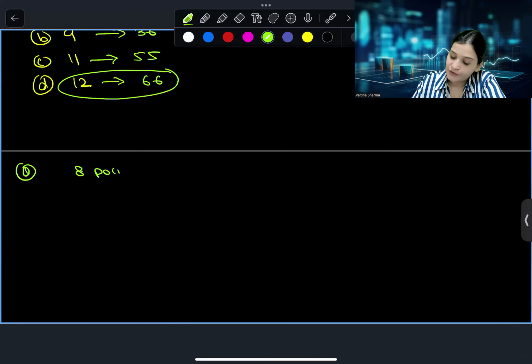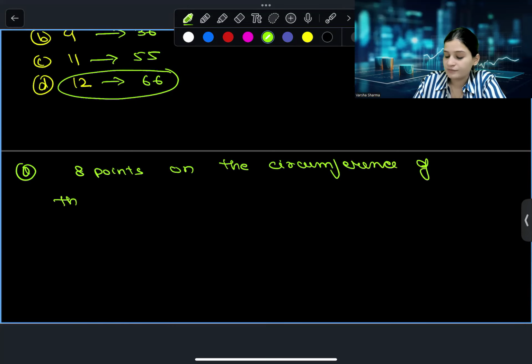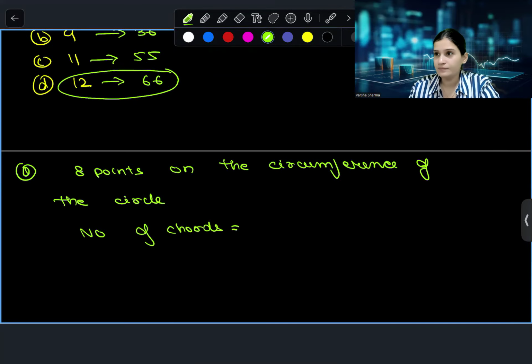There are 8 points on the circumference of the circle. Number of chords. Chords are basically lines. So answer would be 8C2, 28. Very good. 28. Clear?